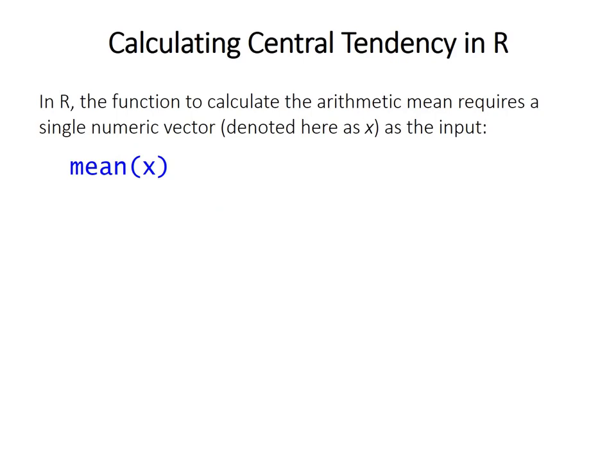In R, it's very easy to calculate a central tendency because there are built-in functions to do specifically this. You'll need a group of numbers, which is called a numeric vector in R, as the input. I'm going to denote that here as x. I'll just use x as our string of numbers. The function to calculate the mean is, perhaps not surprisingly, called mean. The output will be displayed to the screen, or it can be assigned to a variable. You just do mean, brackets, x, and that will calculate the mean of that numeric vector x.